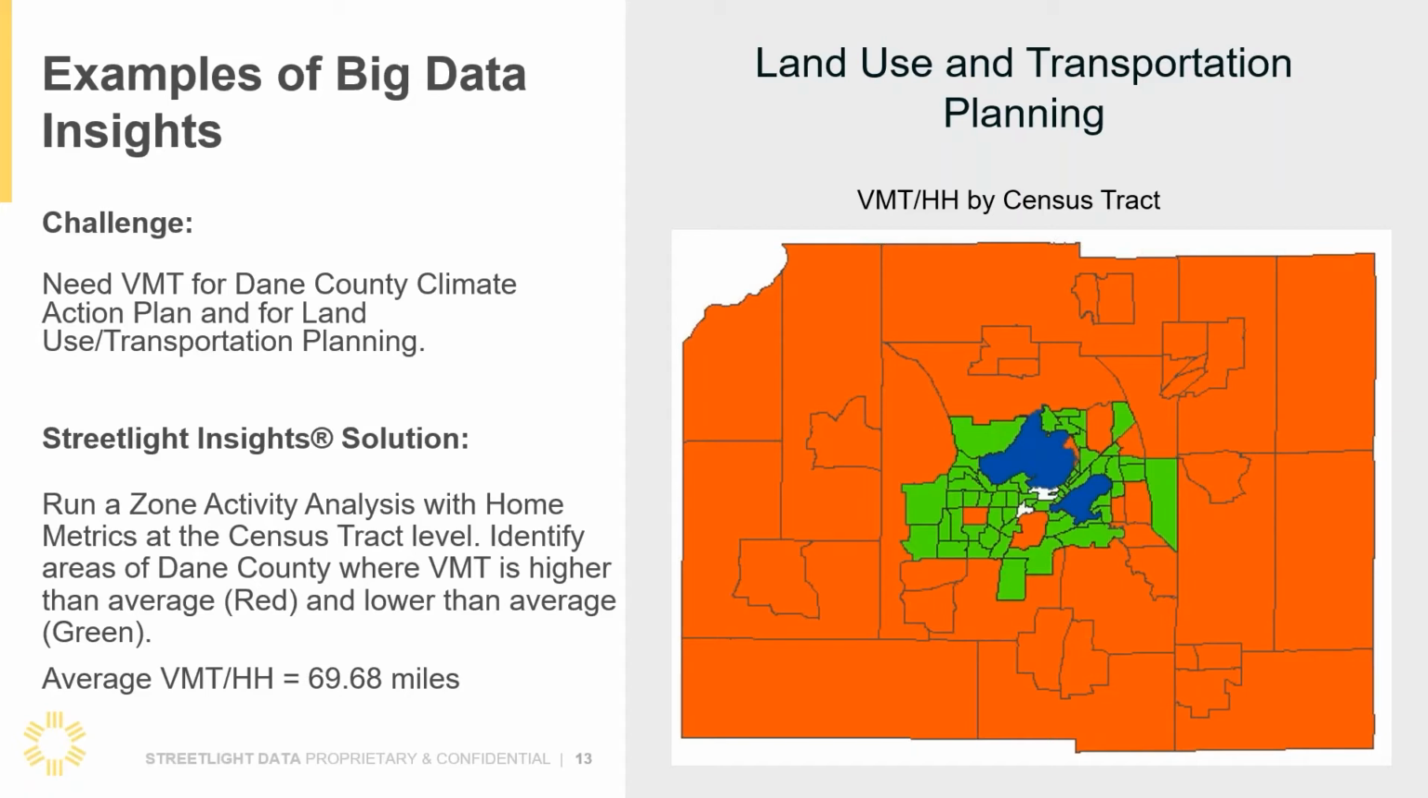So on this slide, you're seeing census tracts in Dane County, and areas in red would be those tracts where the VMT per household is higher than the average for the county, and the green would be where it's lower. So it does make a lot of sense that the areas that are more central would have the lower VMTs, and the areas in the outer area would have higher VMTs. There are a couple red tracts kind of within the green areas, but those just barely went over the 69.68 threshold.